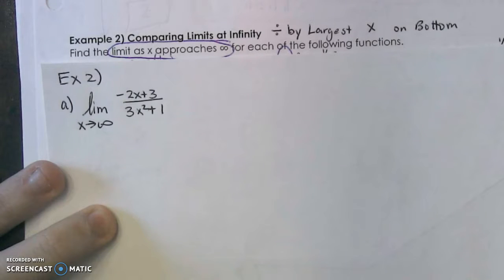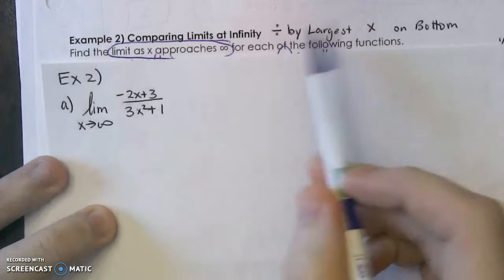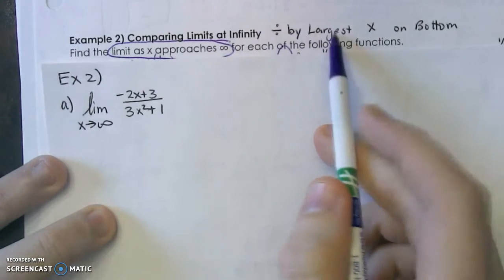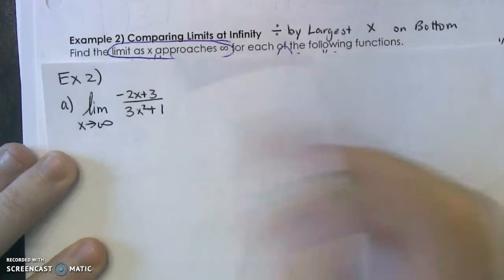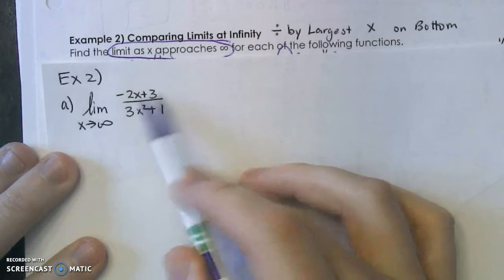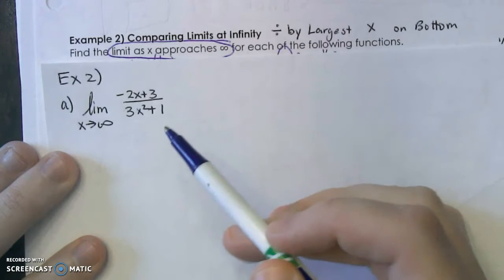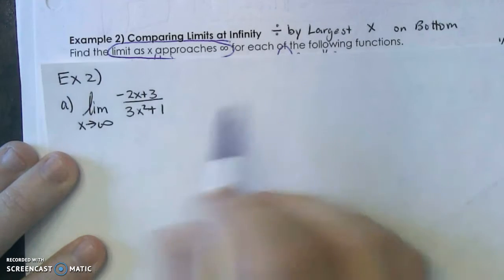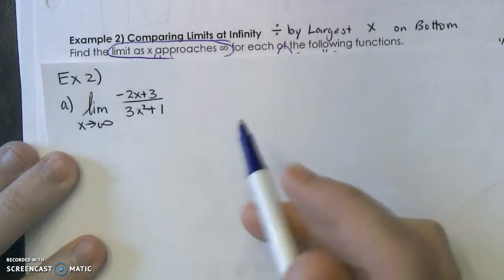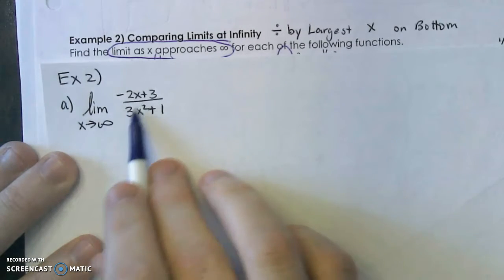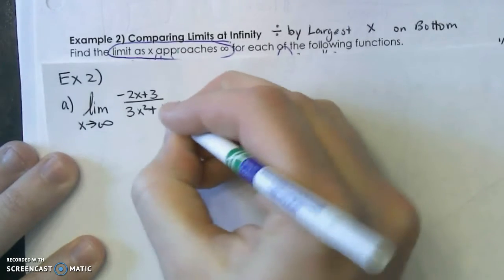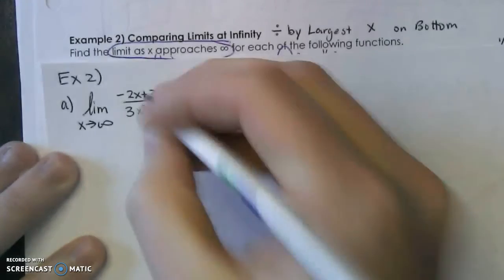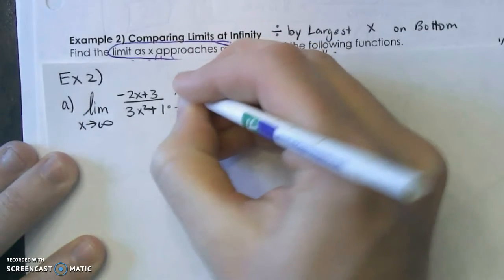In example 2, the rule here is going to be divide by the largest x value on the bottom. What this is going to do for us is create little fractions that we can find the limit of, and we're going to find the limit of each fraction and be able to find the total answer. So the biggest x on the bottom here is x squared. So we are going to divide by x squared on the bottom, or multiply by 1 over x squared. If we do that to the bottom, we have to do that to the top.